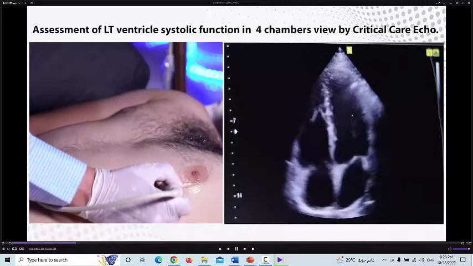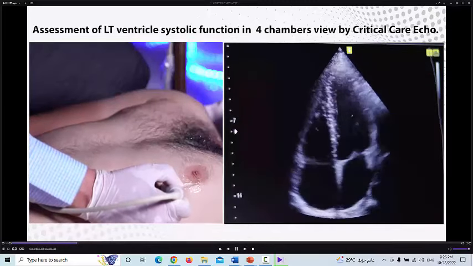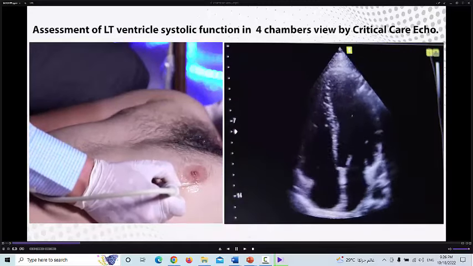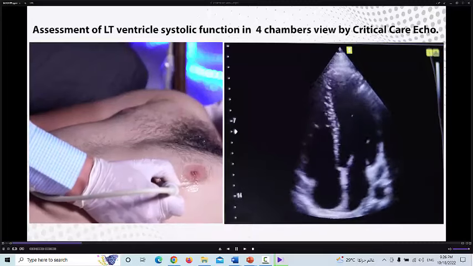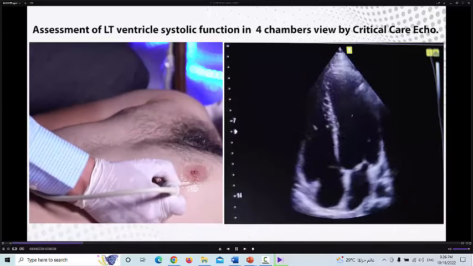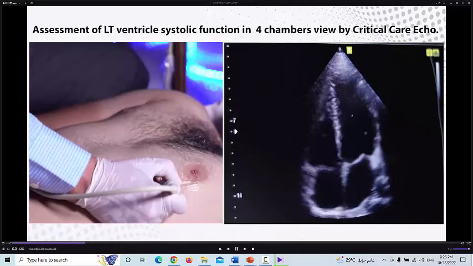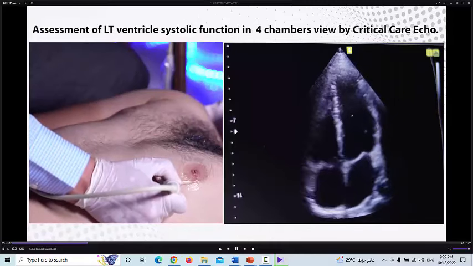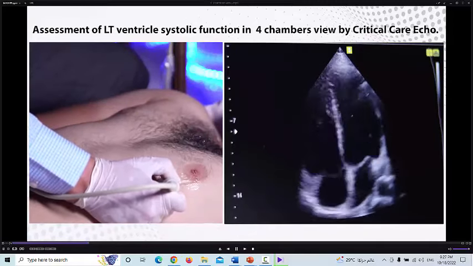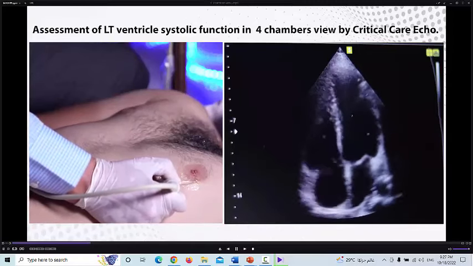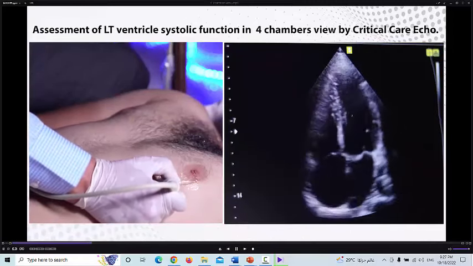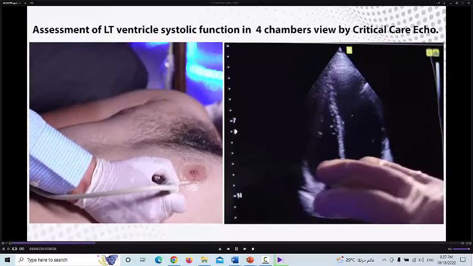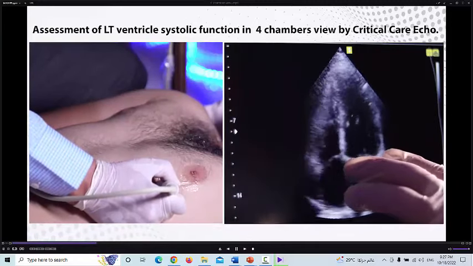What are you going to see in this four chamber view? First, I need to assess the relative size of the right ventricle to the left ventricle. It's very important. The right ventricle is supposed to be 60% of the left ventricle in size, in volume. If it is the same in volume as the left ventricle or more, that means there is a problem with the right side, an acute or chronic cor pulmonale. Okay, this is number one. So here, the right ventricle is less than the left ventricle.